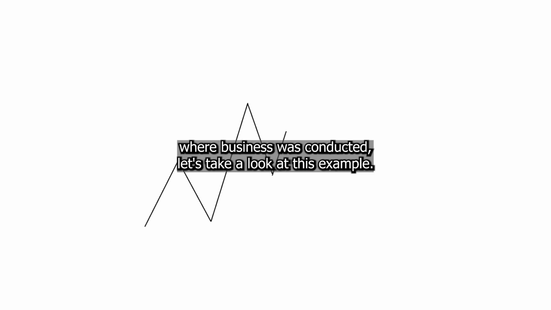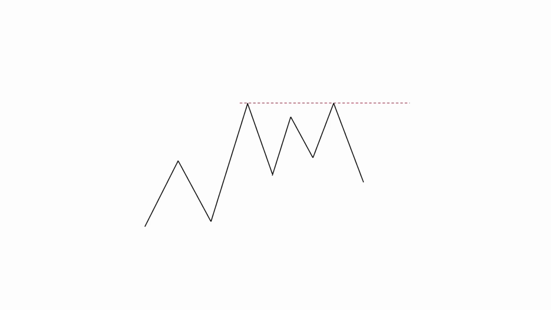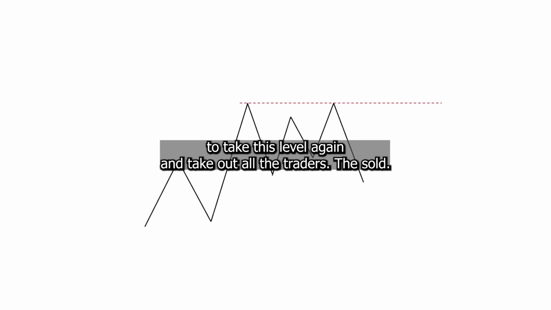But before we start, let's have a quick recap on liquidity. To keep it simple, liquidity is somewhere where business was conducted. So let's take a look at this example. Price rejects from this level, forming our resistance level. Anybody that sold at this level, their stop losses will be above. So now the market is incentivized to attack this level again and take out all the traders that sold.